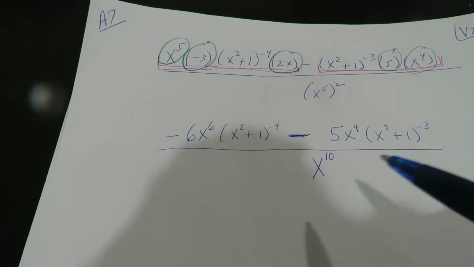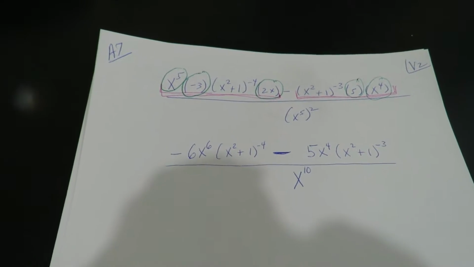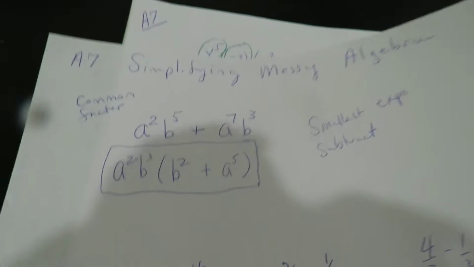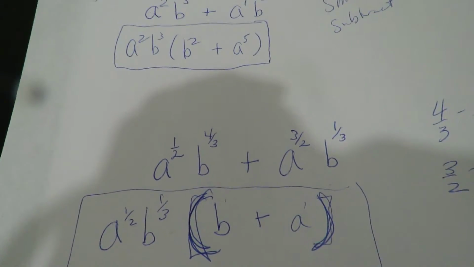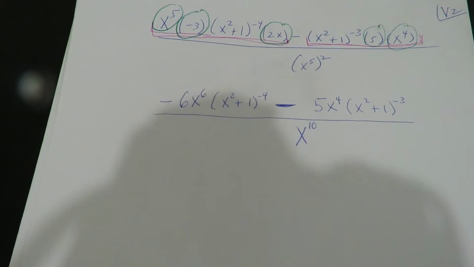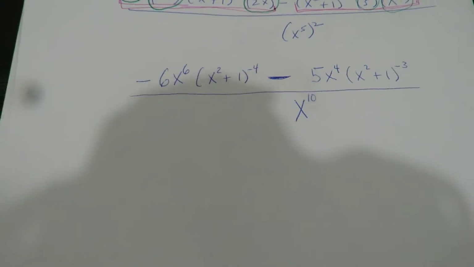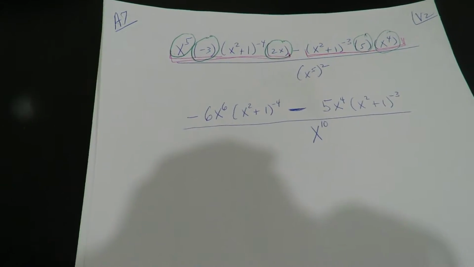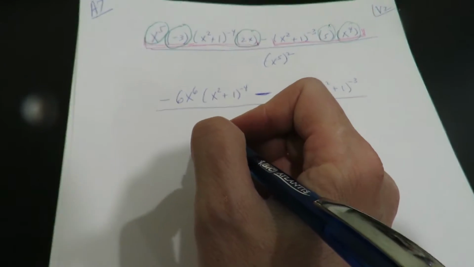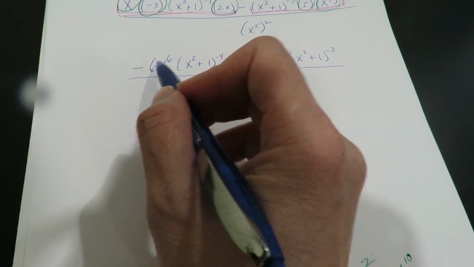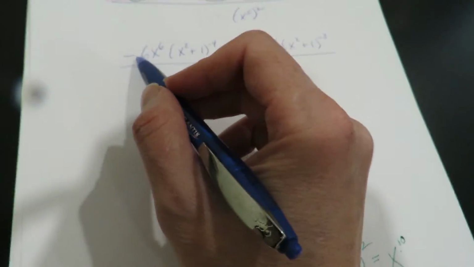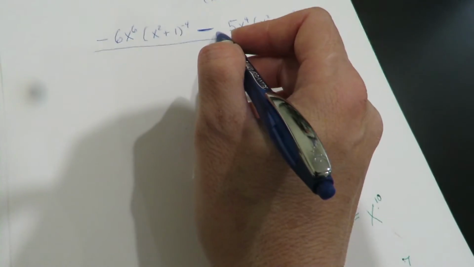All right, now this is the part where I want you to think about what we did in the previous video, where I was taking out a common factor. What here would be a common factor? Okay, so let's look at it. 6 and 5 don't have anything in common. Some students will take out the negative, some students won't. I'm indifferent on that.